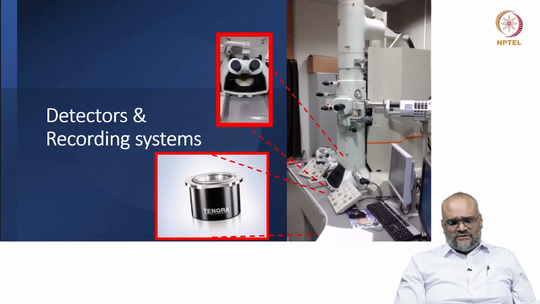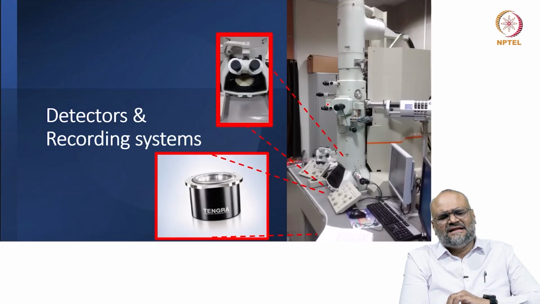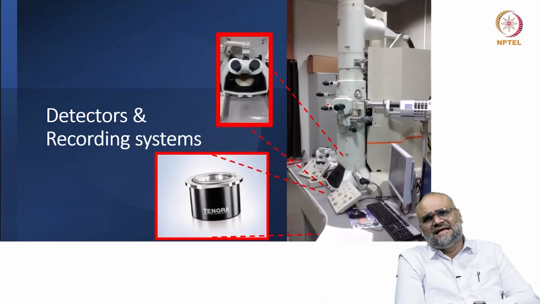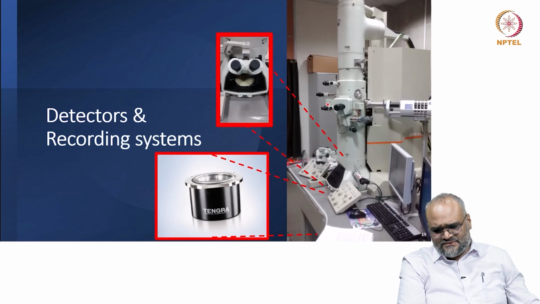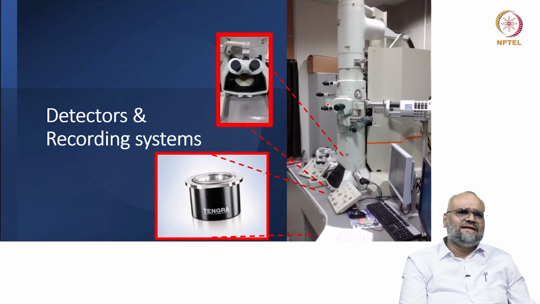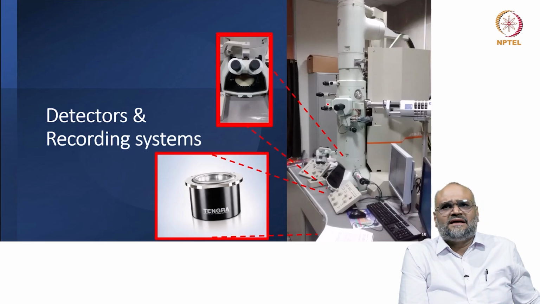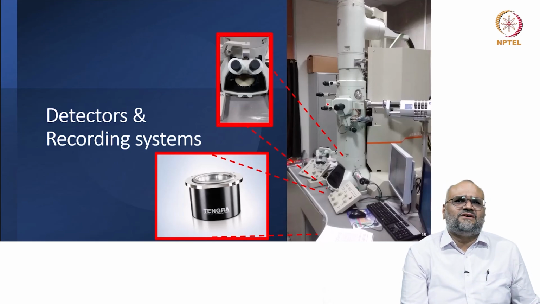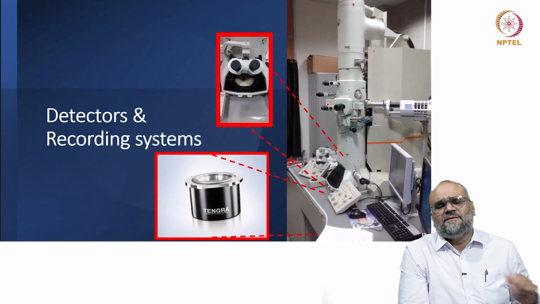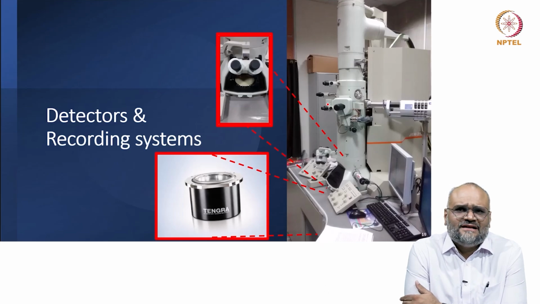So if you then look at what we covered on detectors and recording systems, here is an example of one of our microscopes where you see both the fluorescent screen and the recording system, which is a CCD camera. Nowadays you have direct electron detectors, CMOS cameras and so on, and there is a lot of advancement happening in this particular area. And depending on the application and the kind of specimens you study, you configure it with a camera which is useful in obtaining the appropriate dynamic range to record an image.